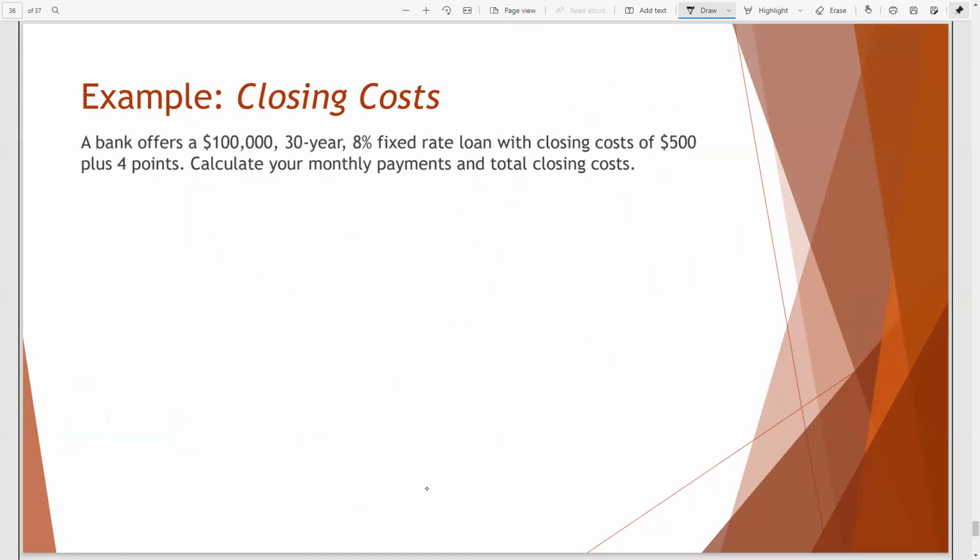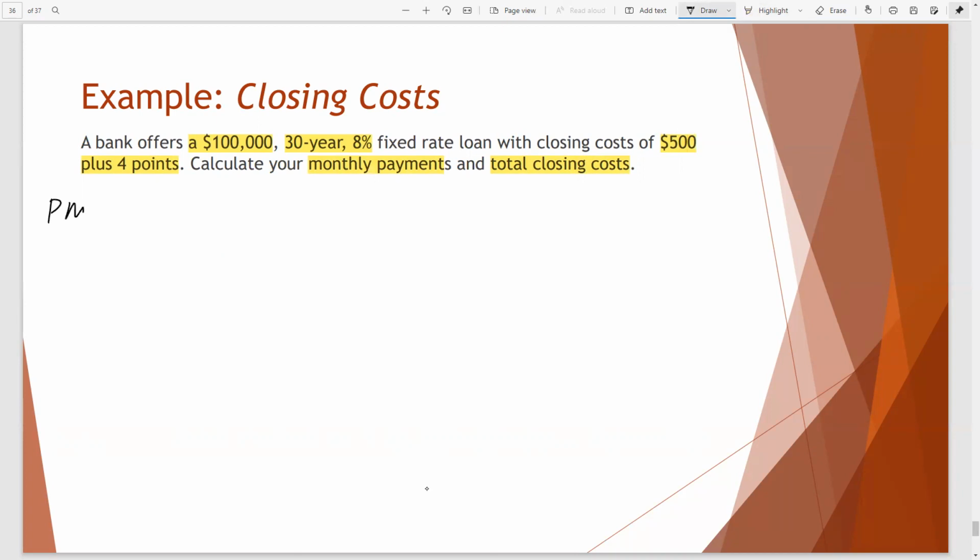Okay, and about the closing cost. When you borrow money, some lenders will have closing costs. You borrow $100,000, 30-year loan, 8%, and you have closing costs of 500 plus 4 points. That 4 points means it's 4% of your original principal. So I want to find the monthly payments and the closing costs.